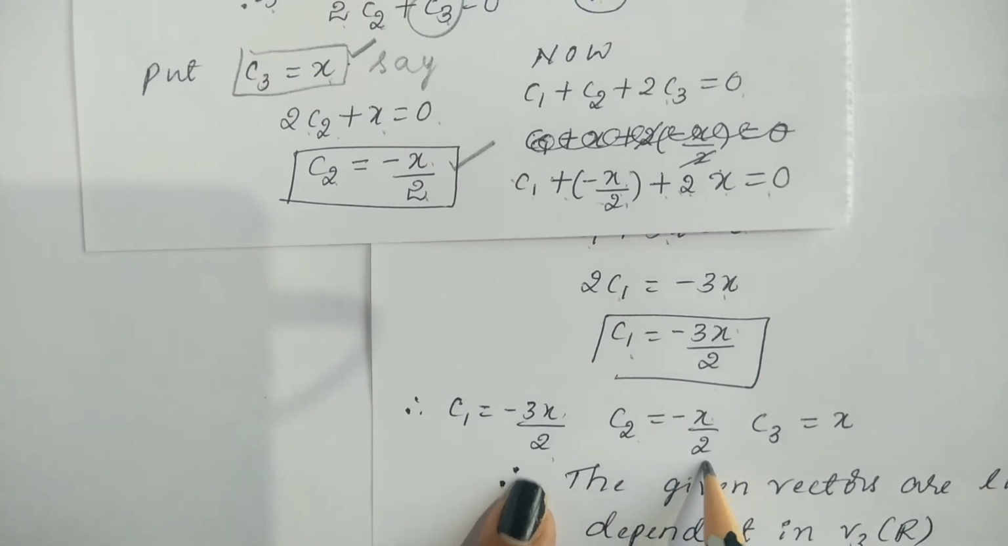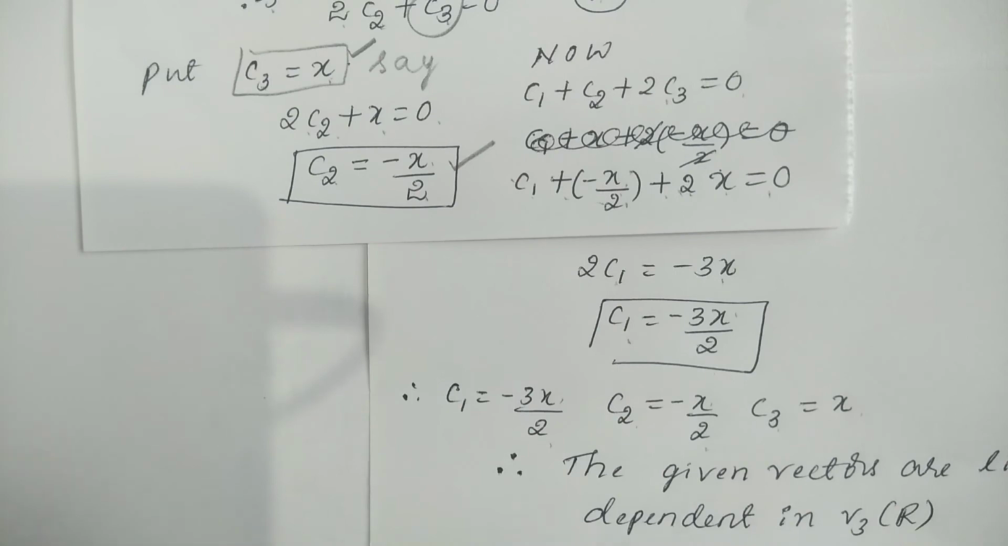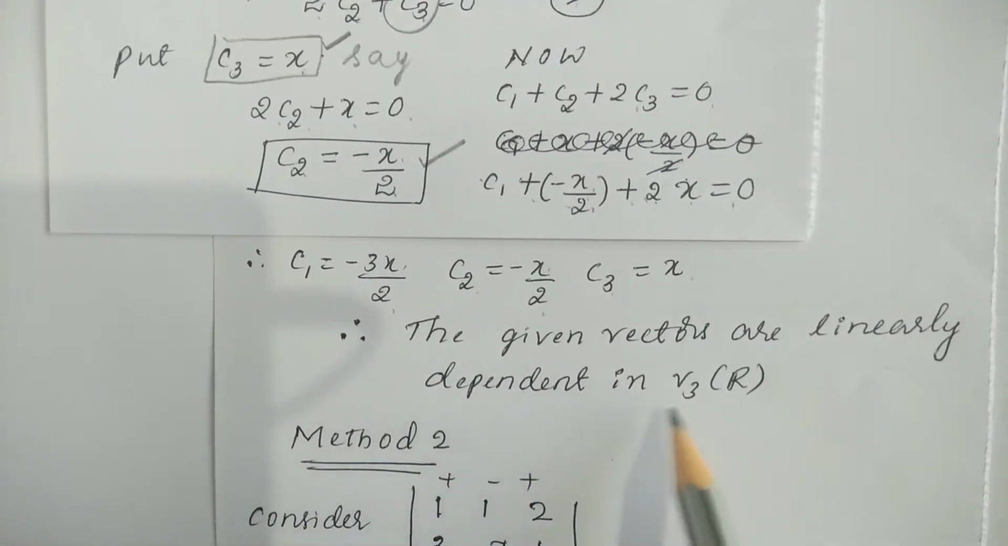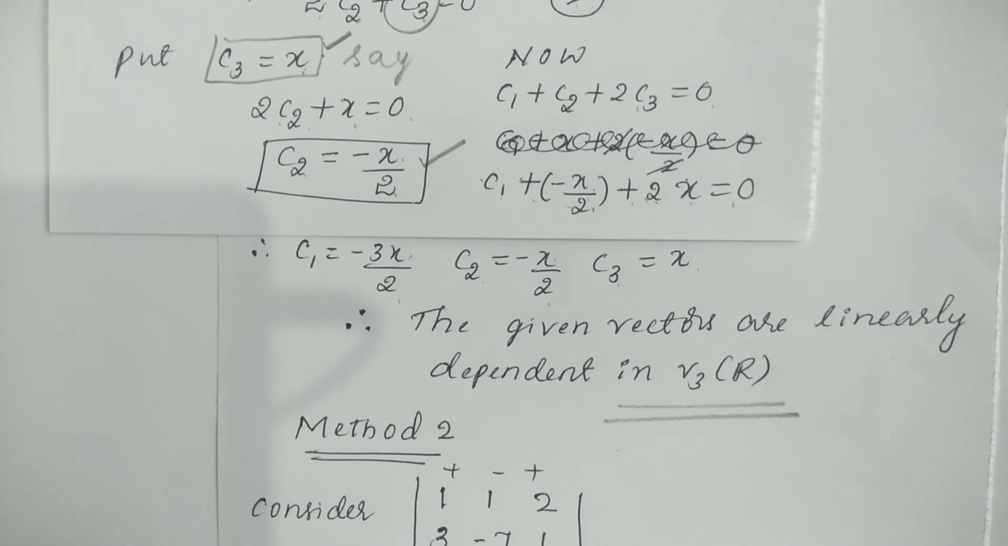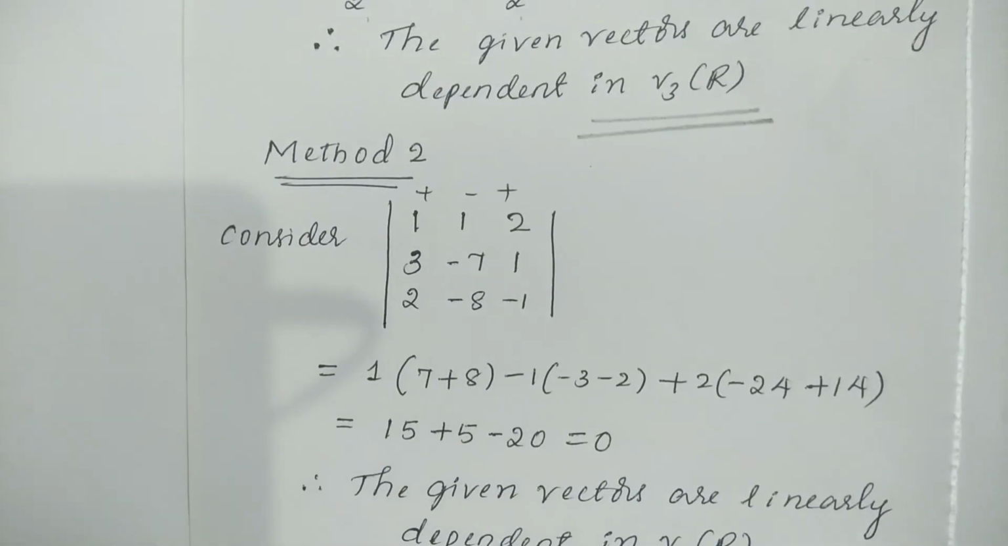So we get C1 is minus 3X by 2, C2 is minus X by 2, C3 is X. Therefore, not all the scalars are 0, so the given vectors are linearly dependent in V3 of R. Is it okay? So this is method 1. Next, method 2 for this problem.